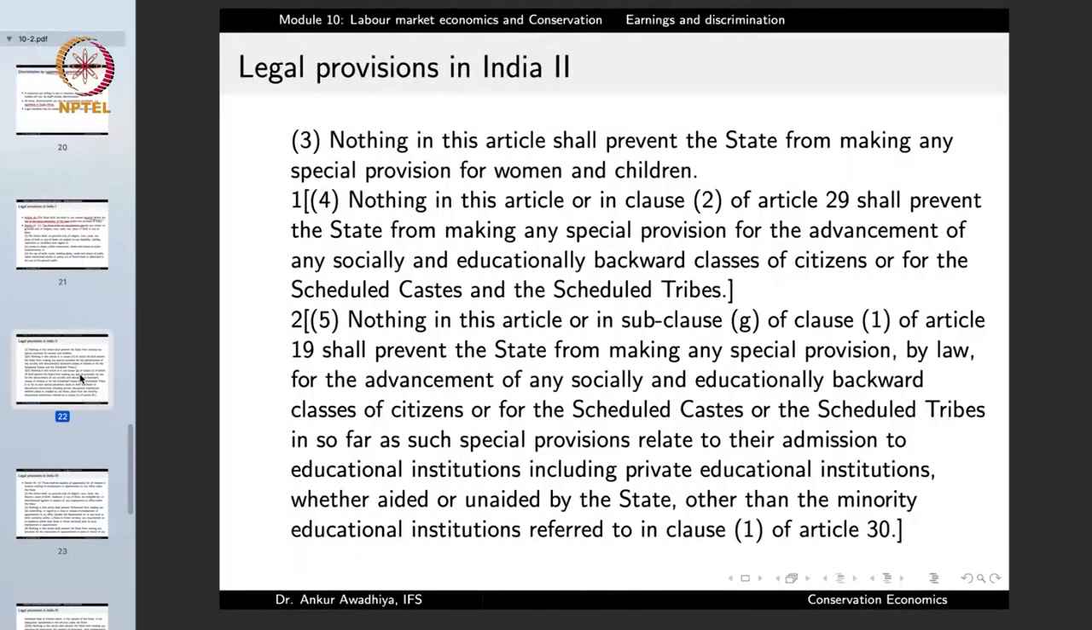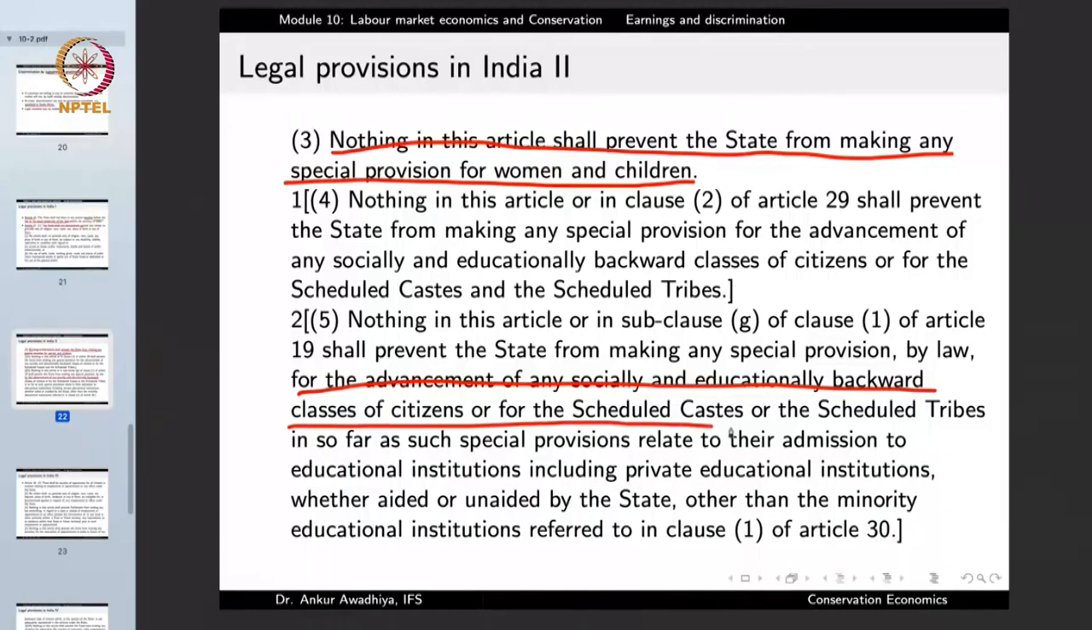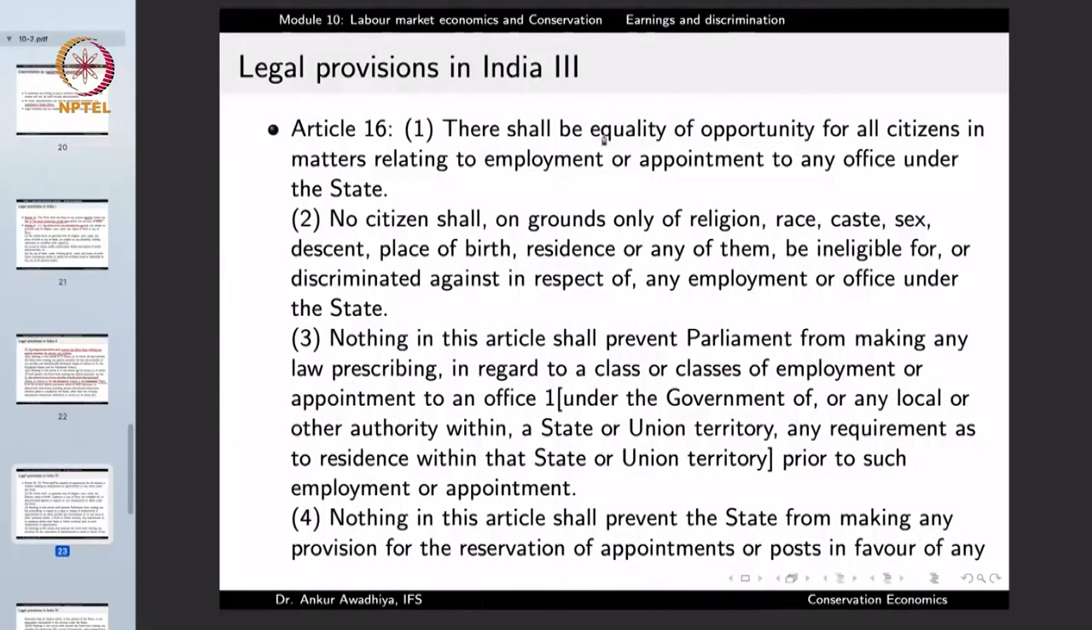Then the constitution says that nothing in this article shall prevent the state from making any special provision for women and children, or for the advancement of any socially and educationally backward classes of citizens or for the scheduled caste or the scheduled tribes. The constitution is also saying that there shall be an equality of opportunity for all the citizens in matters related to employment or appointment to any office. The constitution is also saying that no citizen shall get discriminated against because of these factors.